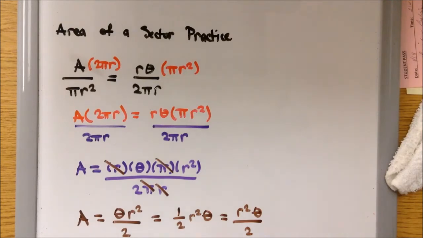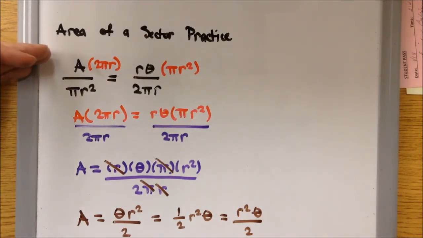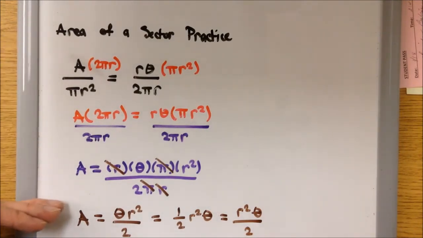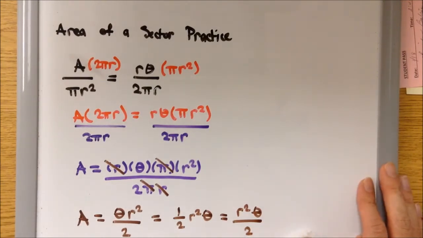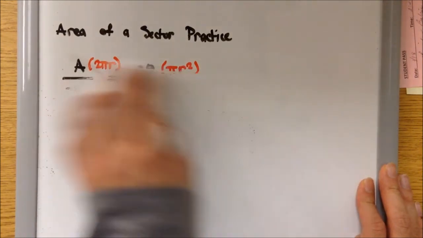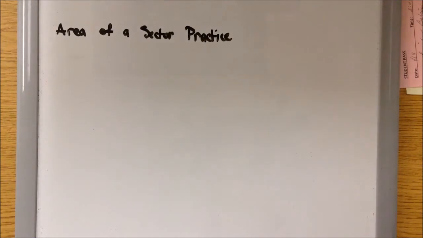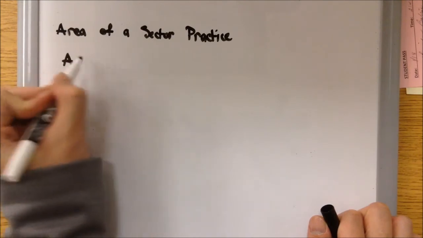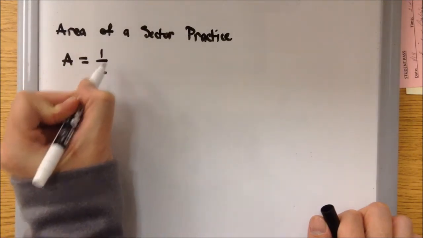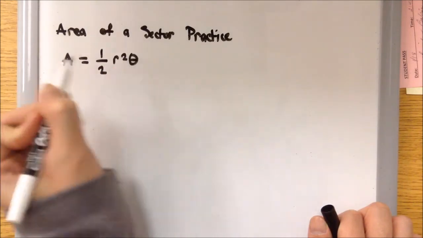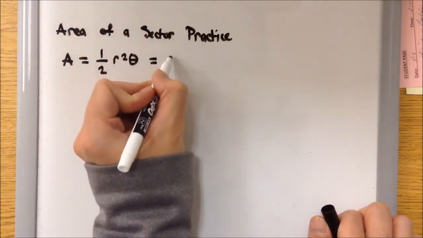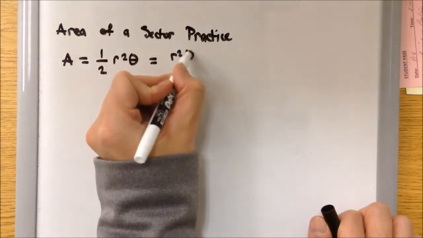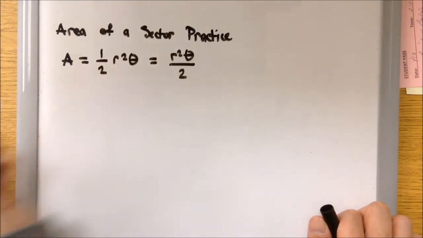So what I'm going to do is write this formula up here. This right here was the process of how to go from the two ratios to the formula for the area of a sector. So again, the formula for area of a sector was simply from the book, A equals 1/2 r squared theta, but you can also rewrite it as r squared theta over 2. So that's all you have to do.